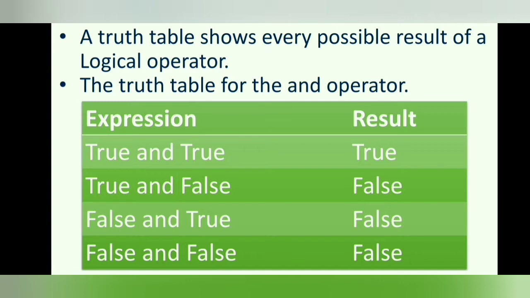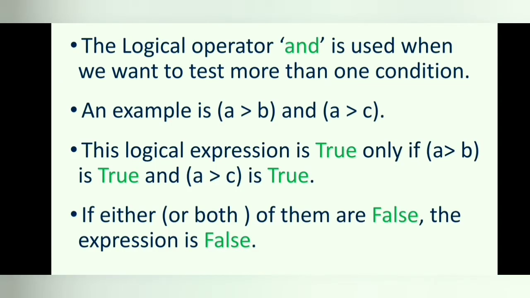The truth table for the AND operator shows that an expression is true if both the Boolean values are true. It is false in all the other cases. The logical operator AND is used when you want to test more than one condition. An example is A is greater than B and A is greater than C. The logical expression is true only if A is greater than B is true and A is greater than C is true. If either or both of them are false, the expression is false.